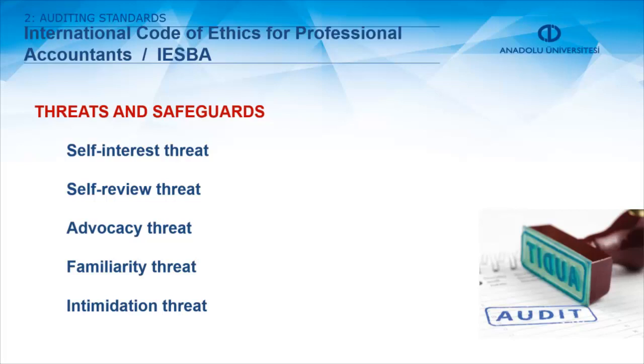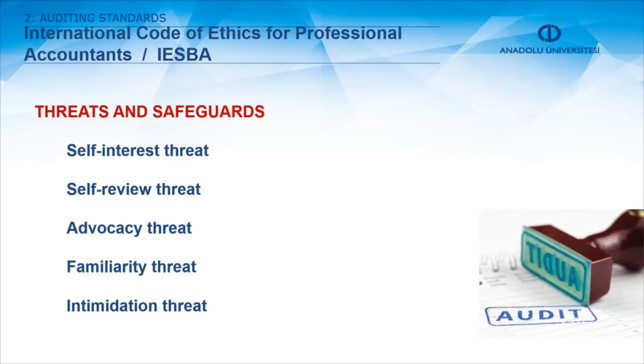Also, for the code of ethics, there are some threats and safeguards. There are 5 main threats that we can face as an auditor. One is self-interest threat, another is self-review threat, advocacy threat, familiarity threat, and intimidation threat. So there are 5 of them, which is really important.